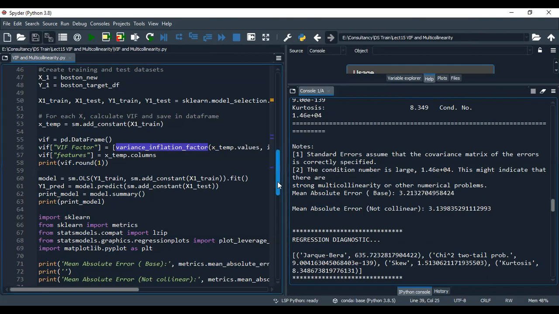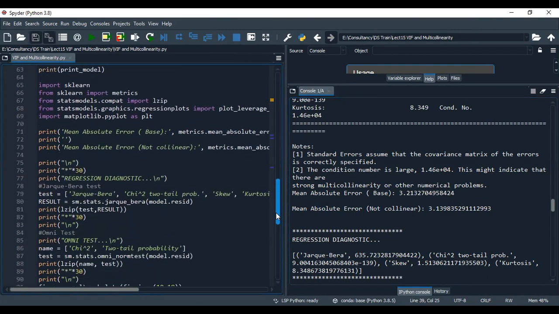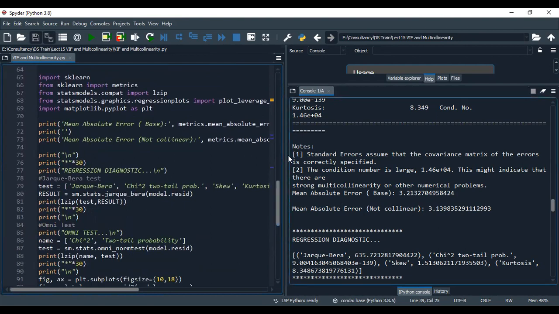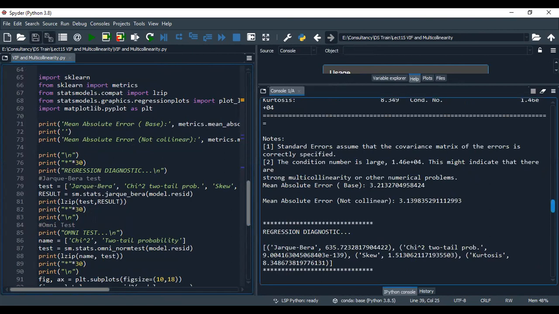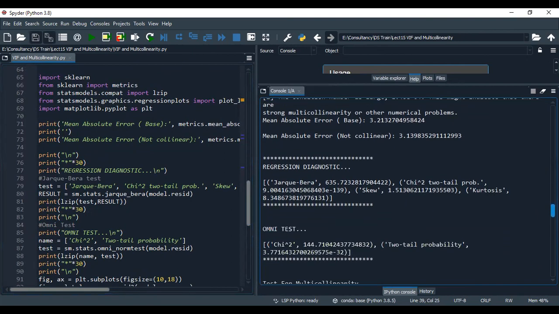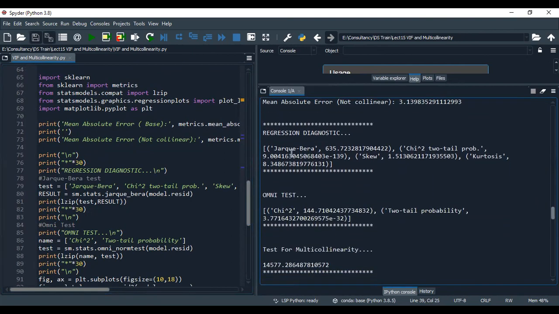Now the next thing is regression diagnostics. When you come to regression diagnostics, statsmodels has several tests. The first one is the JB test. When you do this JB test, you will get the JB value, chi-square value, skew value, and kurtosis value. Now how to do this JB test?